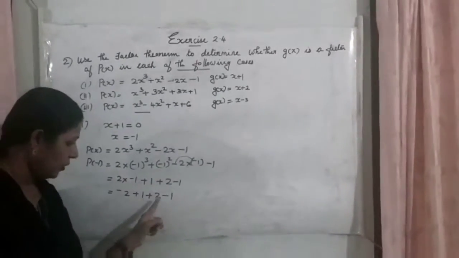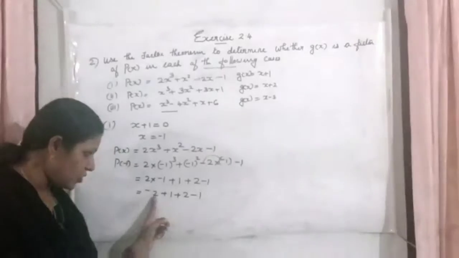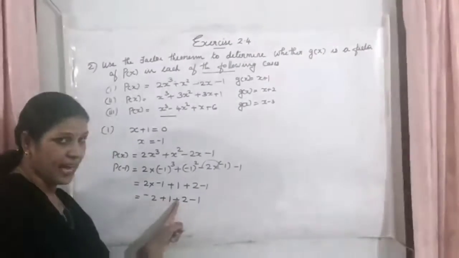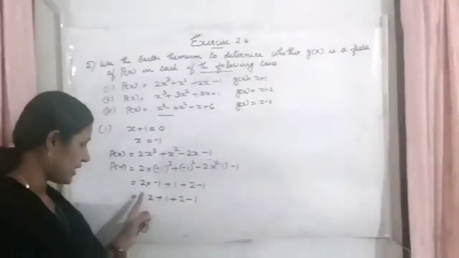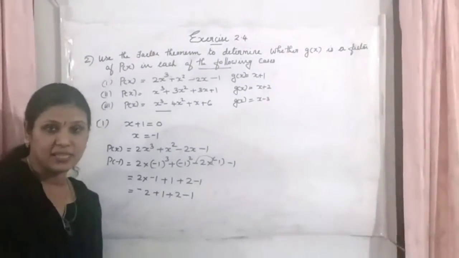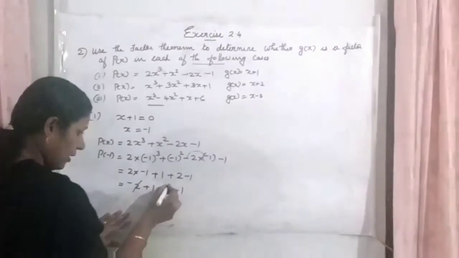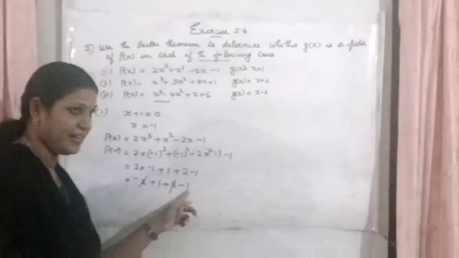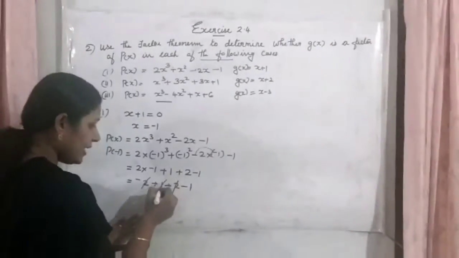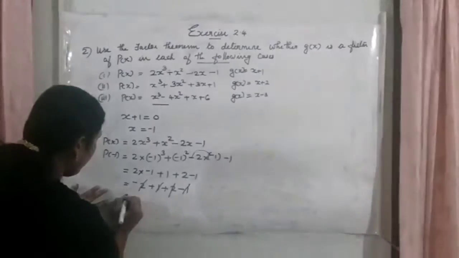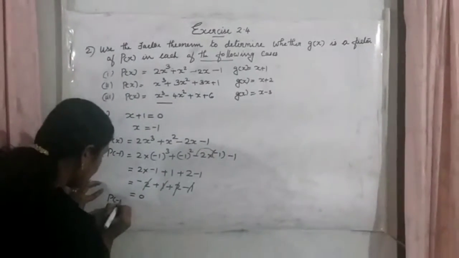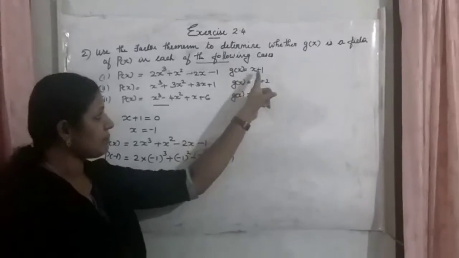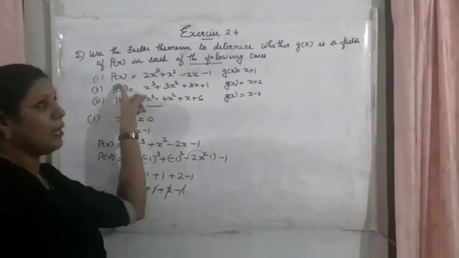Here minus 2 plus 2: same number and different sign. Same number, that is 2, and the different sign means minus plus, so they cancel each other and we get 0. And here plus 1 minus 1, same number different sign, so they cancel each other, and we get the value 0. So p of minus 1 is 0. So we can say that x plus 1 is a factor of p of x.